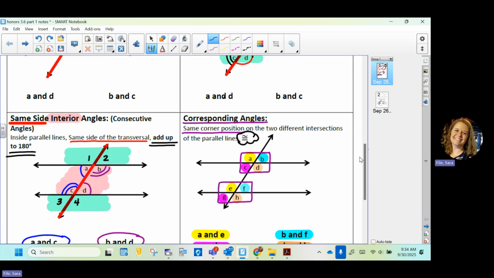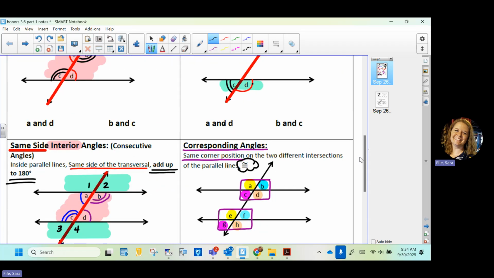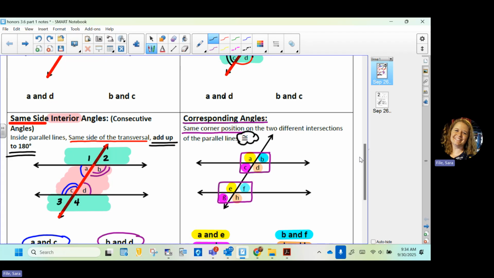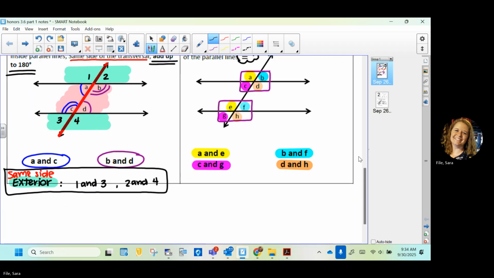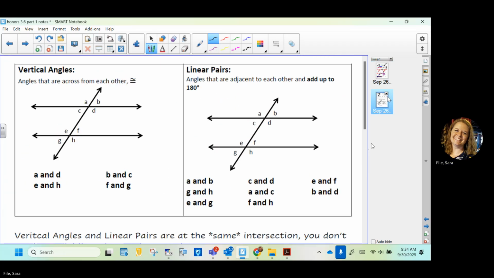All right, how do we feel about all this new vocab? Do we feel okay? Yep. So alternate and same side refer to the transversal. Interior and exterior refer to the parallel line. All right, let's flip it over.